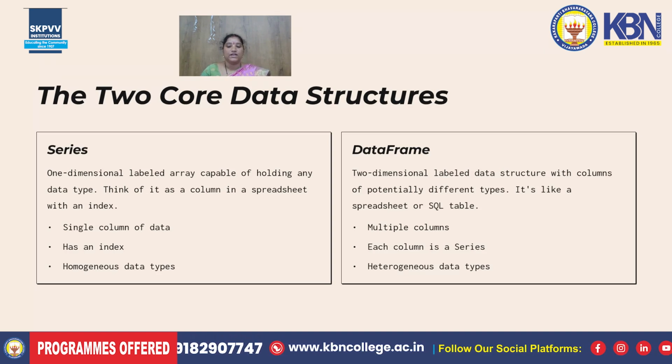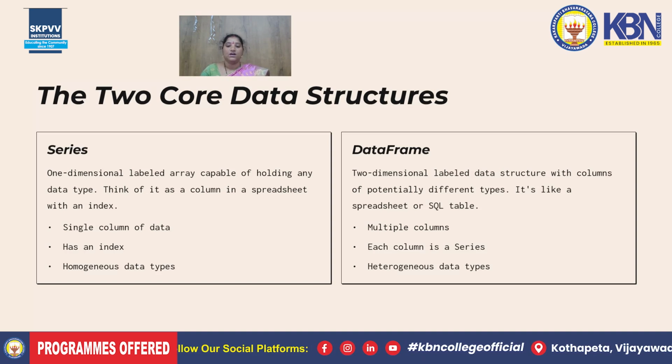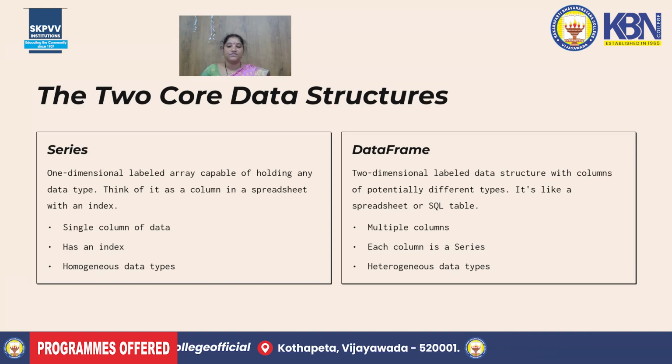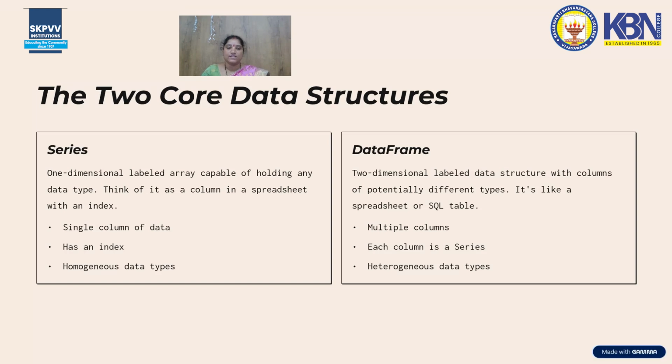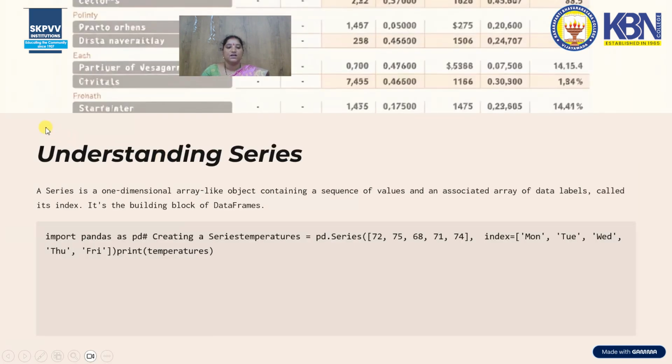And what about DataFrame? A DataFrame is a two-dimensional array format, and it has both rows and columns like a table. It is also called labeled data, a labeled data structure with columns of potentially different types, and it is also compared to a spreadsheet or SQL table. It has multiple columns, and each column is a Series, and it can hold heterogeneous data types.